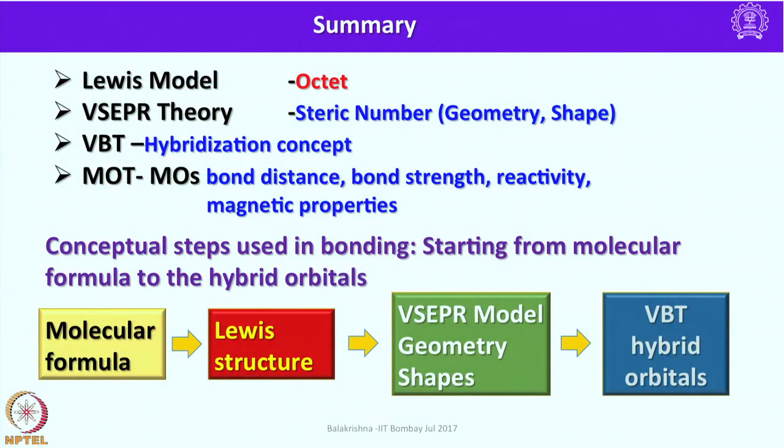One should write first the molecular formula and then write the Lewis structure, and then try to use the VSEPR model to predict geometry and shape, then go for valence bond theory using the hybridization concept, and then eventually proceed to molecular orbital theory to know more about these molecules.